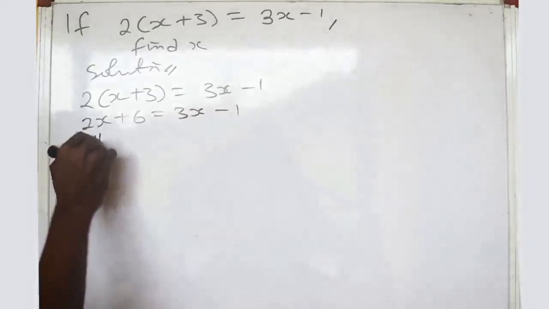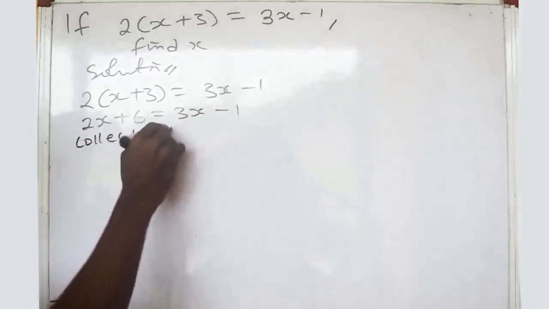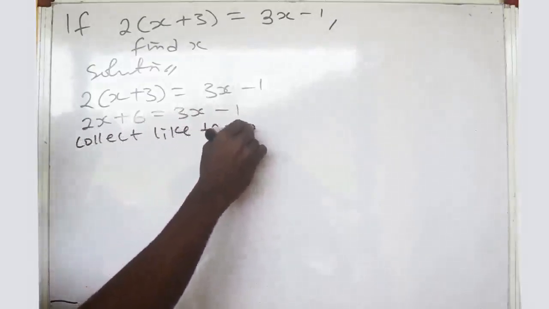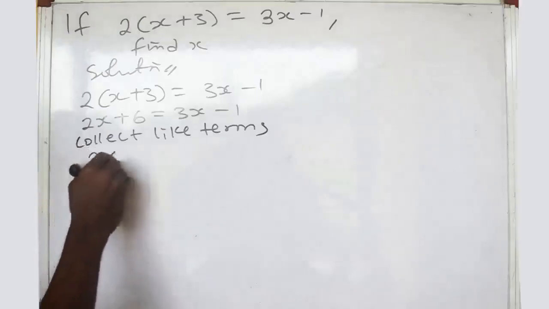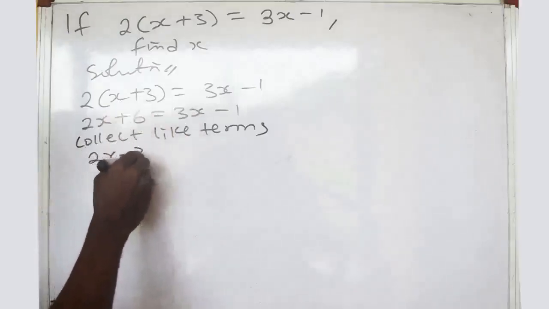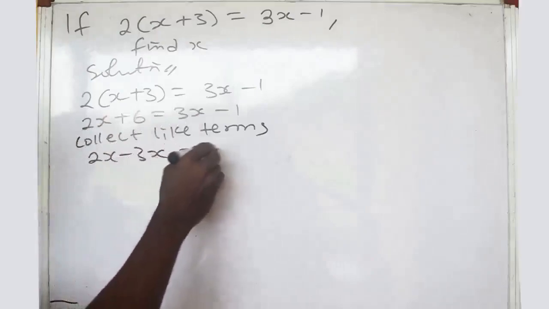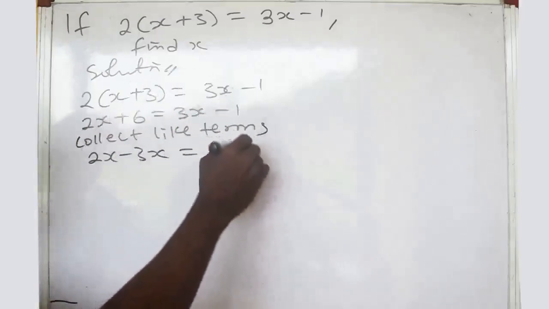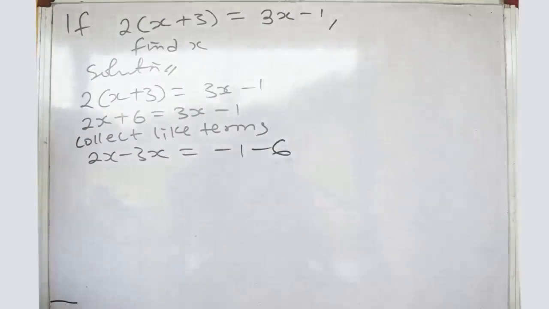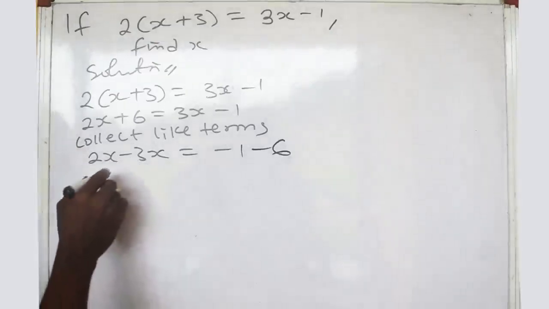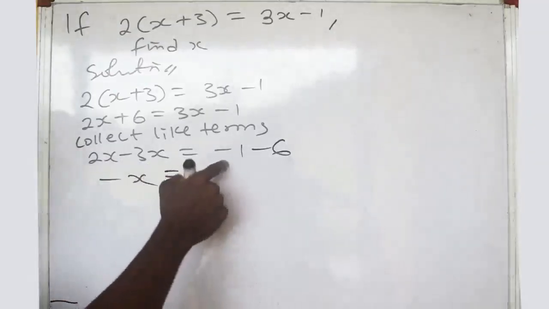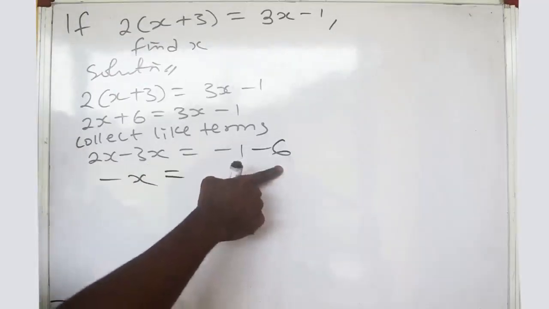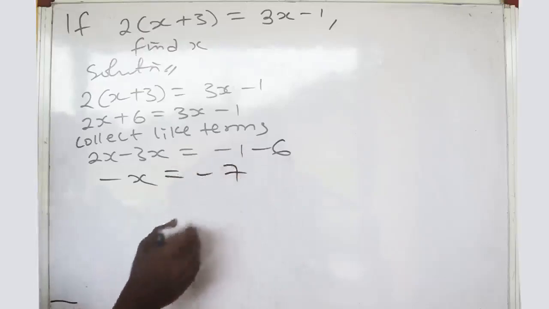So the next step is to collect like terms. When you collect like terms, we have 2x, and this 3x will come over here as minus 3x, equal to minus 1; the 6 goes there and turns to minus 6. So 2x minus 3x will be minus x, equal to minus 1 minus 6, which is minus 7.